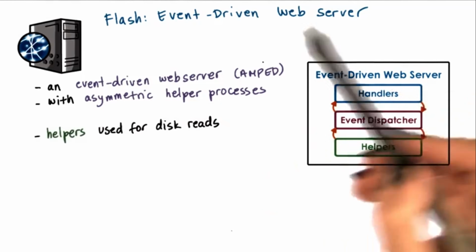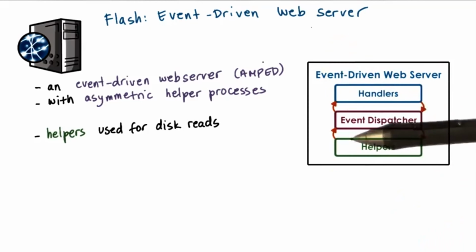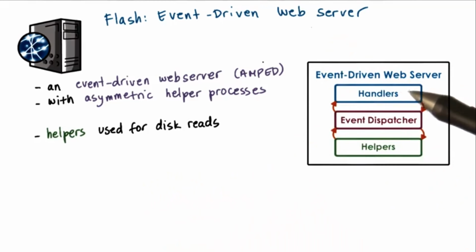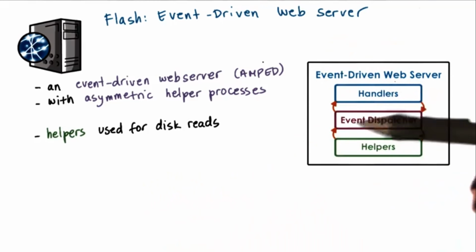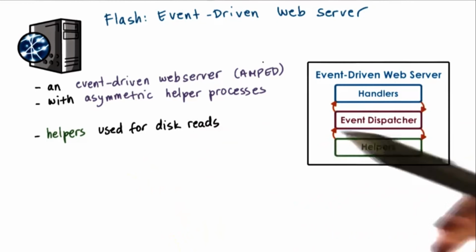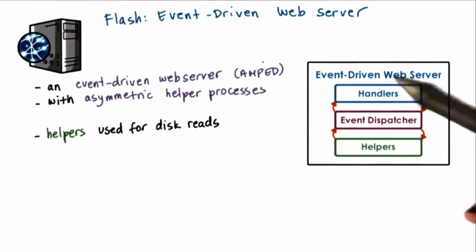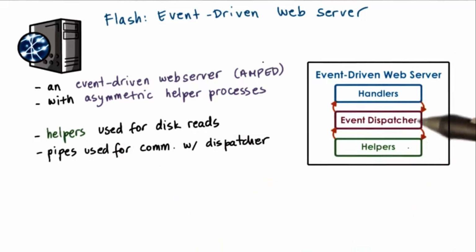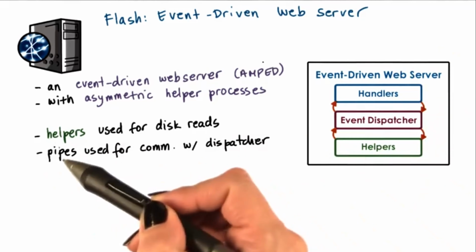Given that we're talking about a web server, and this is the old-fashioned Web 1.0 technology where basically the web server just returns static files, the blocking I/O operations that are happening in the system are really just discrete. So the server just reads files that the clients request. The communication from the helpers to the event dispatcher is performed via pipes.